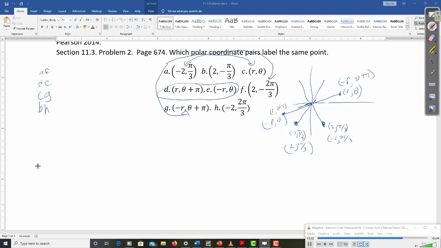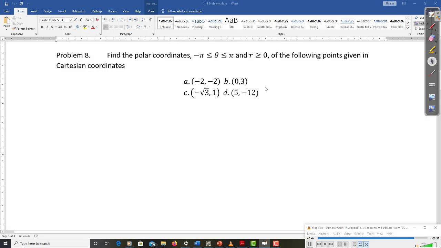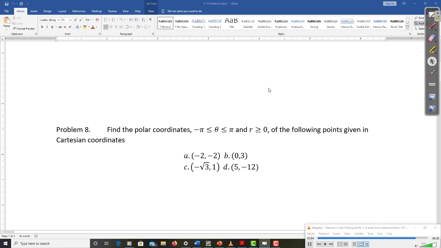Which polar coordinate pairs label the same points? It's all about just following the rotations around. Negative radii means you go backwards instead of forwards off the angle. Negative angles just mean you rotate clockwise instead of counterclockwise. Alright, find the polar coordinates, specifically between negative pi to pi and r greater than 0.